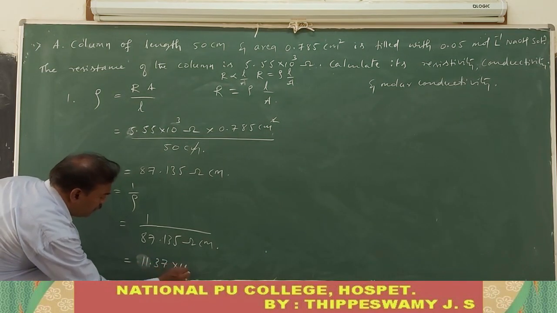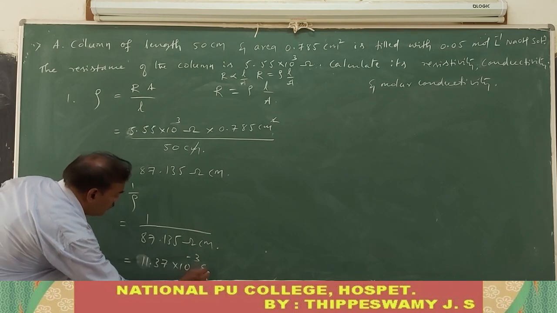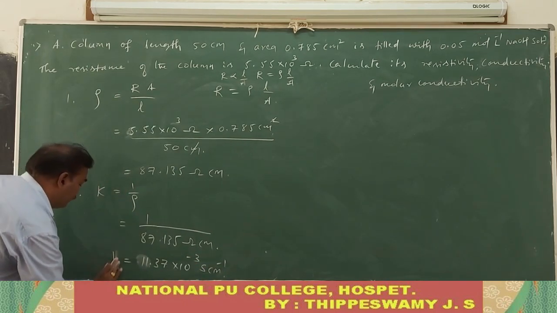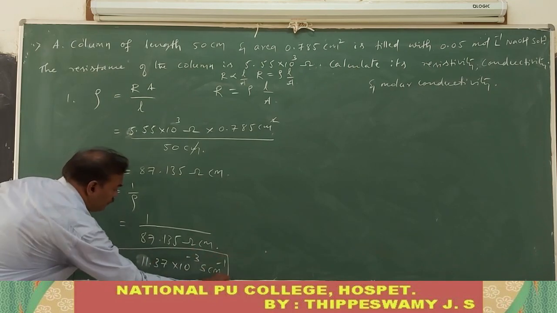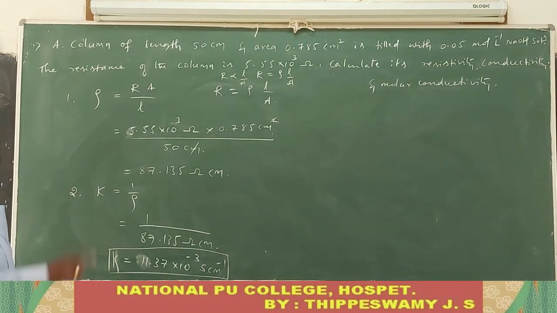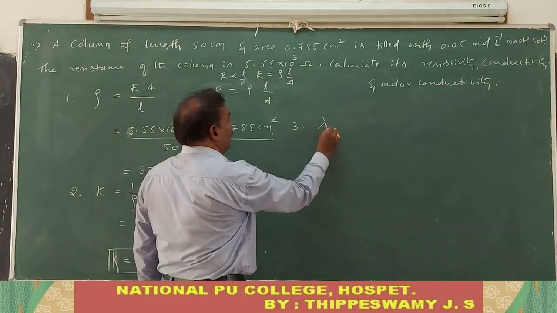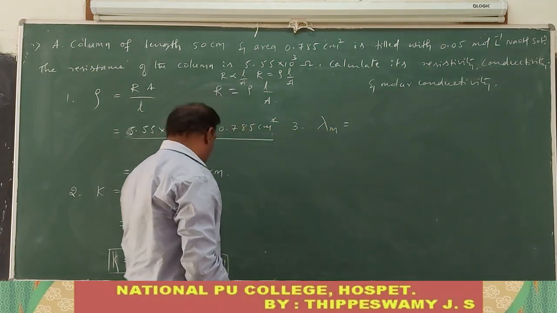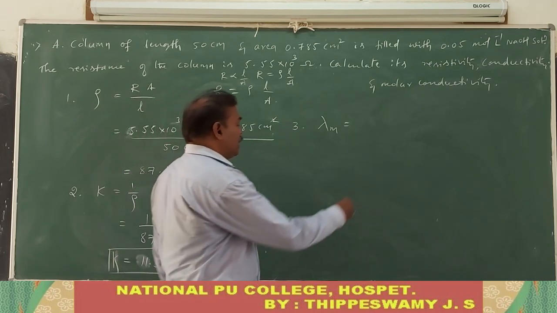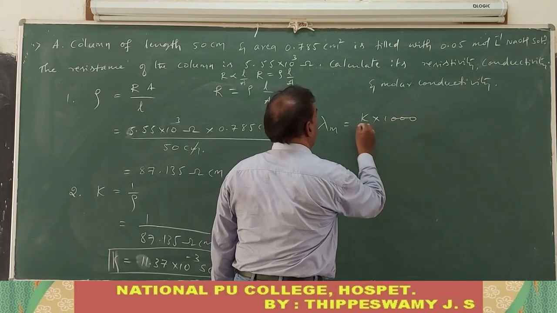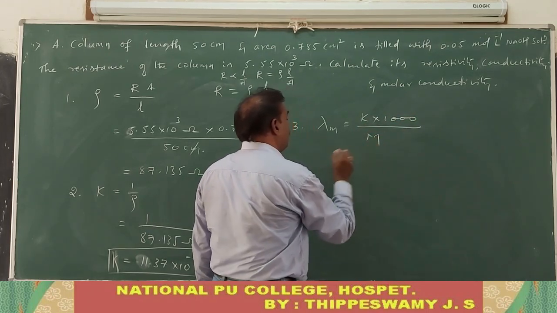0.11.37 into 10 to the power minus 3. This is Siemens per centimeter, only the value of K. Okay, then what is the third one? Molar conductivity. So how to find the molar conductivity? Lambda m is equal to, the relation, if it is in terms of centimeter, how to use the relation? K into 1000 divided by the molarity of the solution.